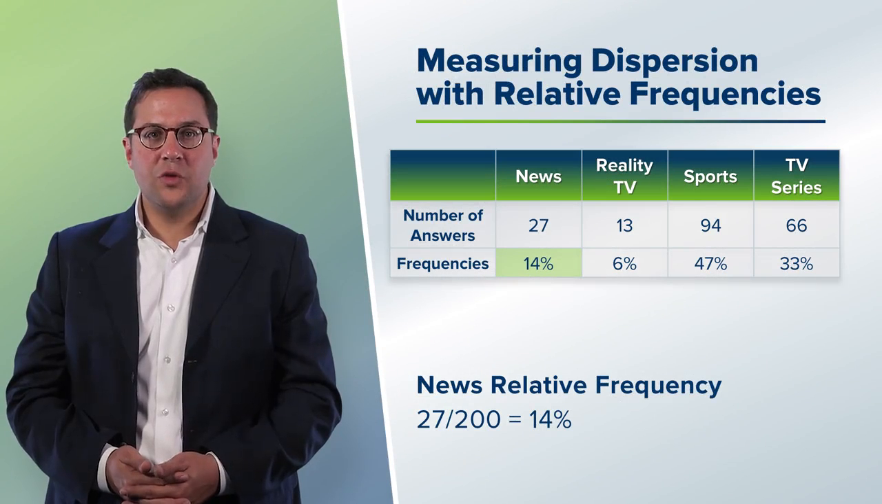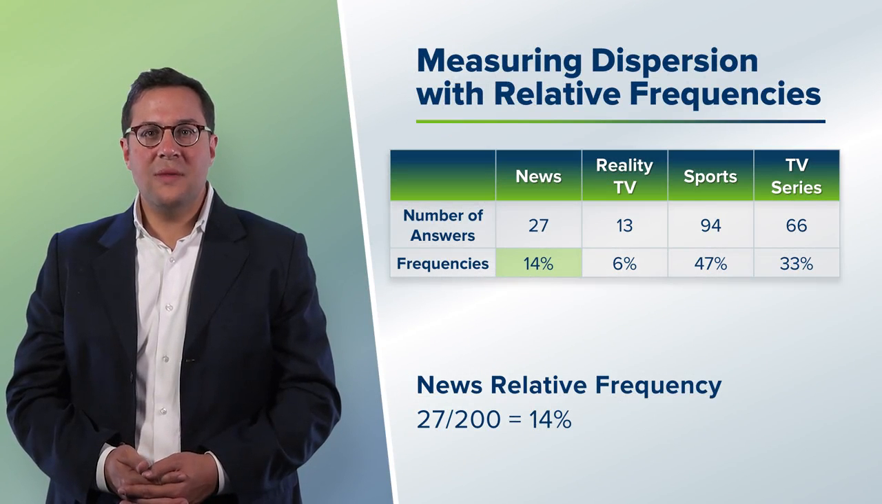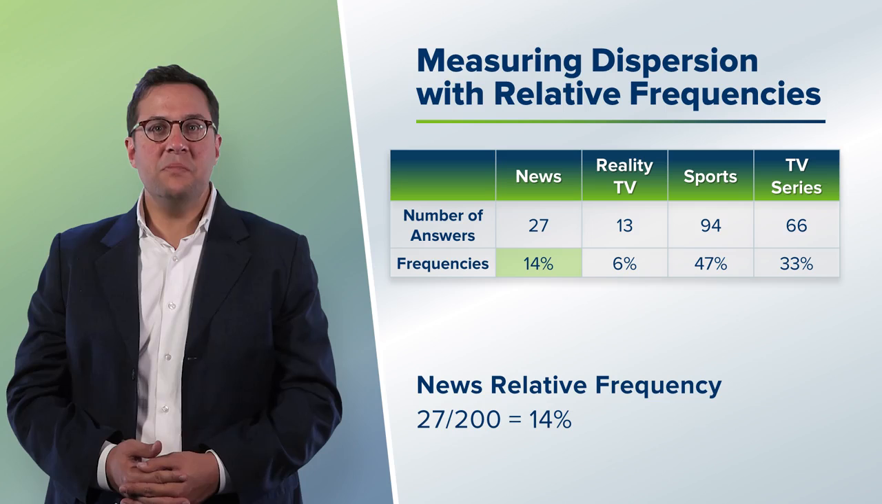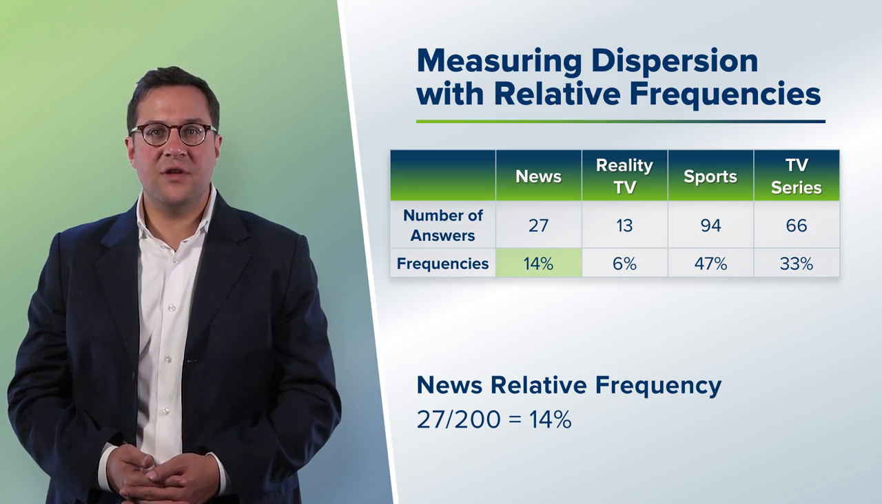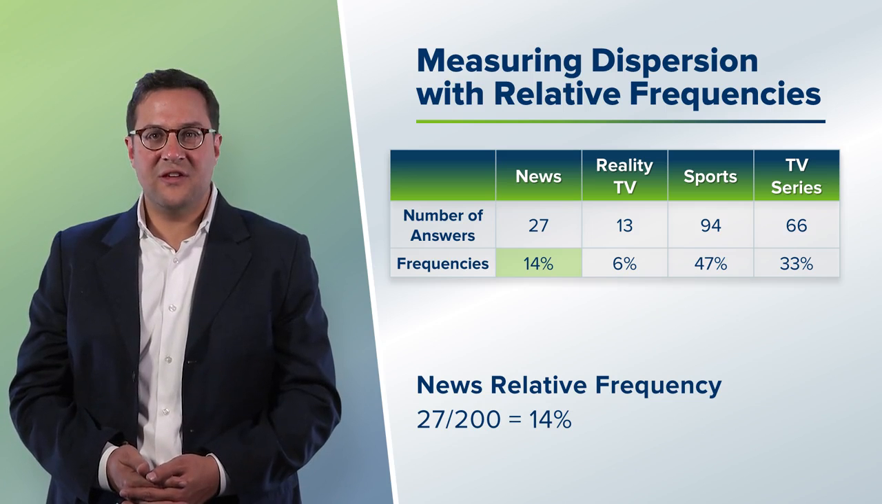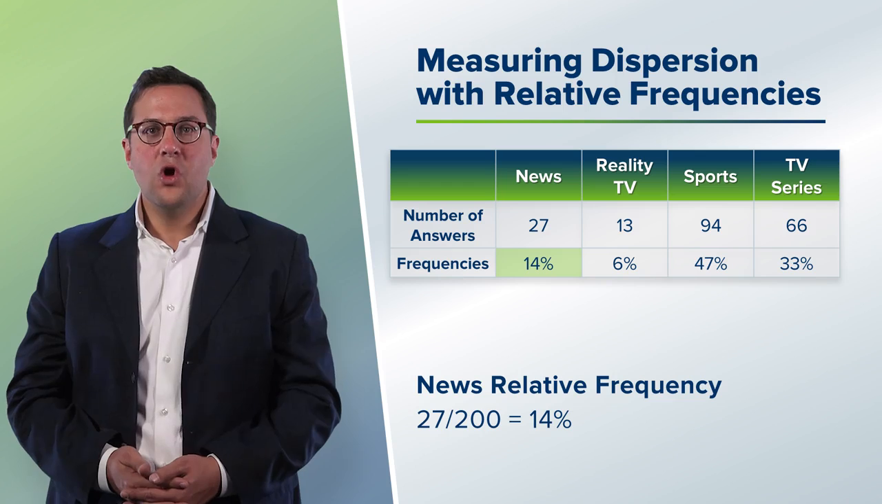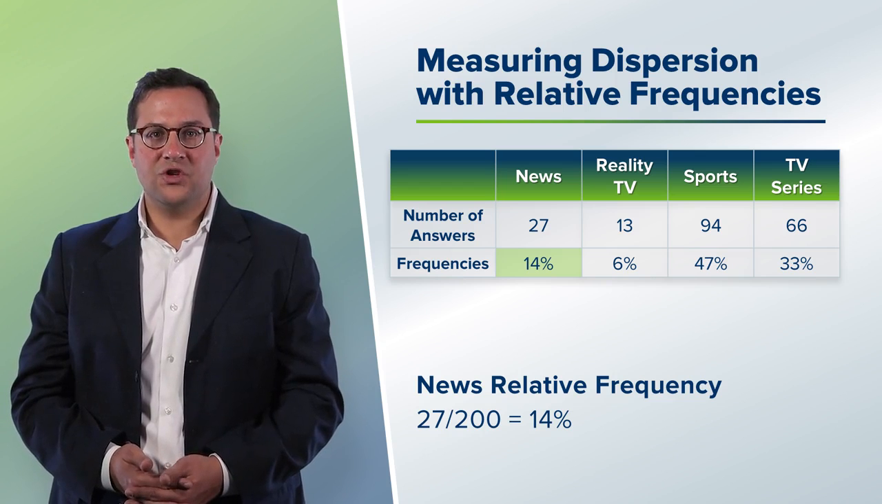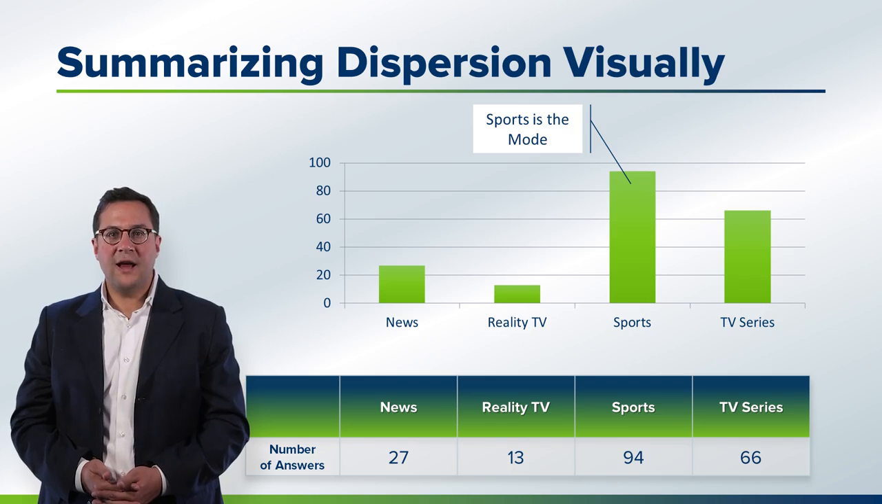Measuring dispersion for nominal data allows you to measure the differences in frequencies between the categories. So 14% here is equal to 27 divided by 27 plus 13 plus 94 plus 66, for a total of 200 responses. It tells you that 14% of the respondents chose news as the primary type of TV program that they watch. You can also summarize dispersion of nominal data visually.